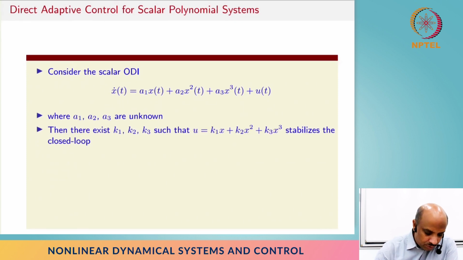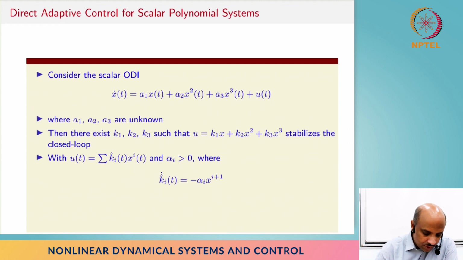Of course the assumption is that we know this system is in polynomial form, and I'll remark on that in a second. So there exists this u such that it stabilizes the closed loop. There's no doubt about that. So we will use our adaptive technique, and your k hat dot is going to simplify to be minus alpha I times x to the I plus 1.